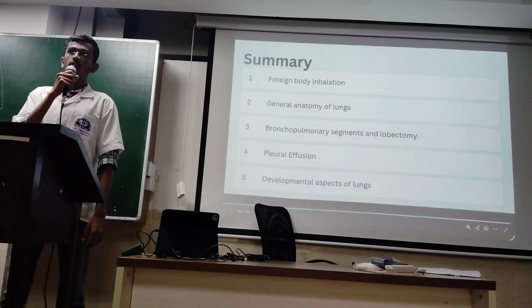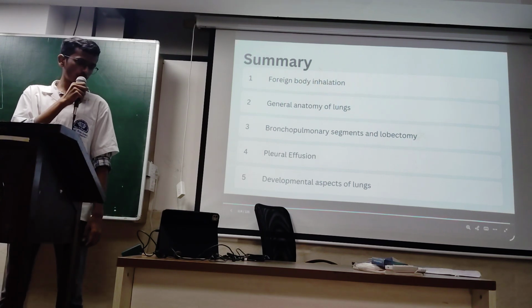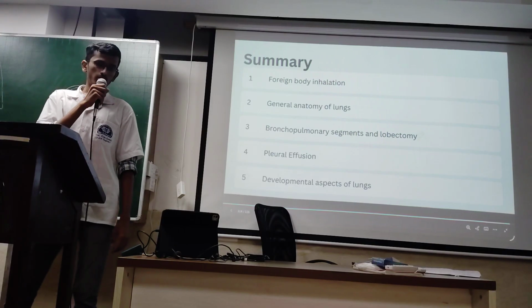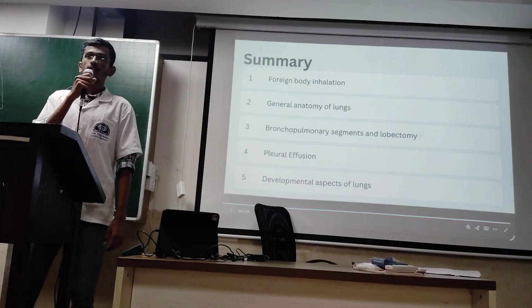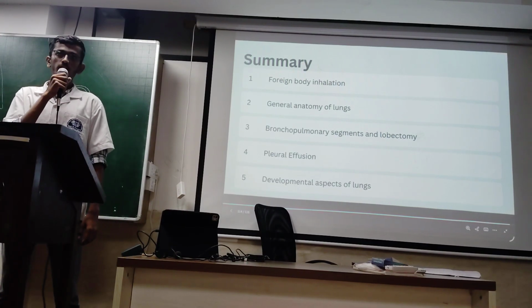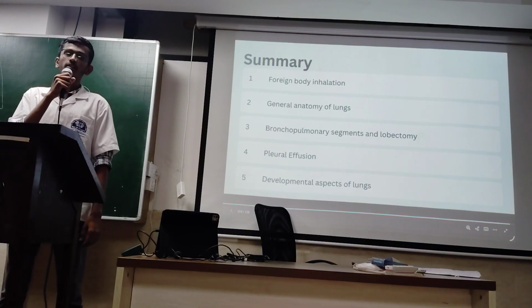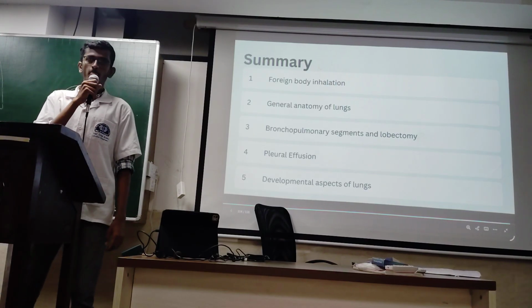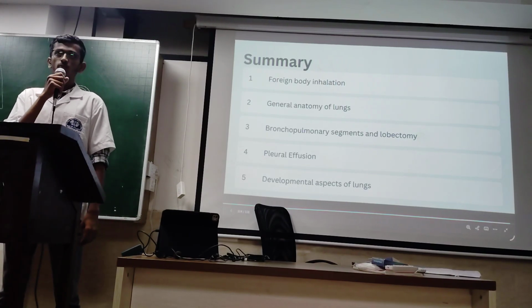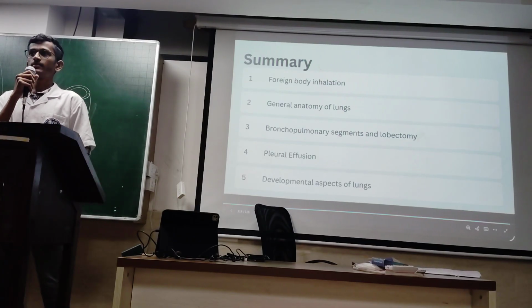Pleural effusion is simply the accumulation of fluid in the pleural cavity. It is mainly caused due to TB and congestive heart failure, and the symptom of pleural effusion is chest pain.